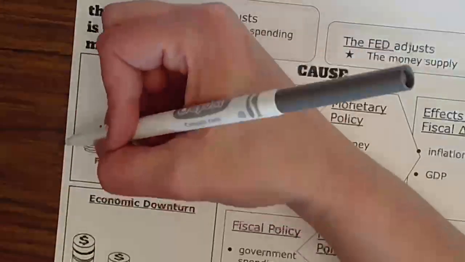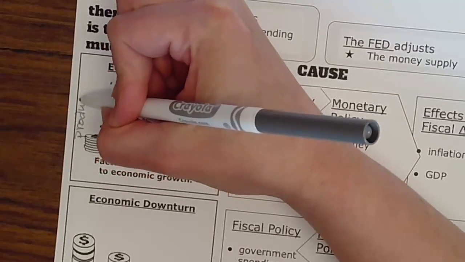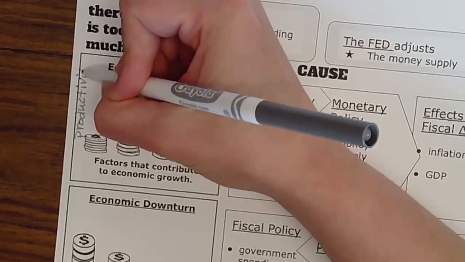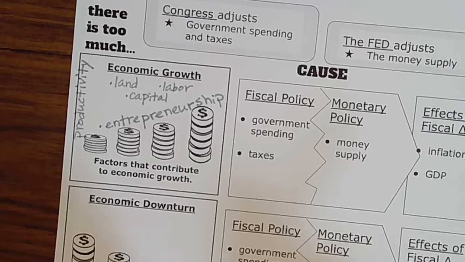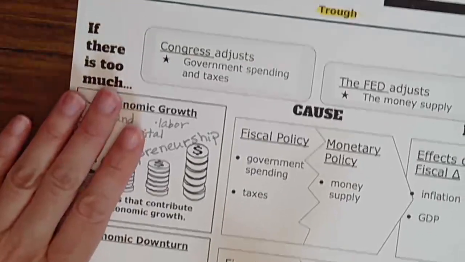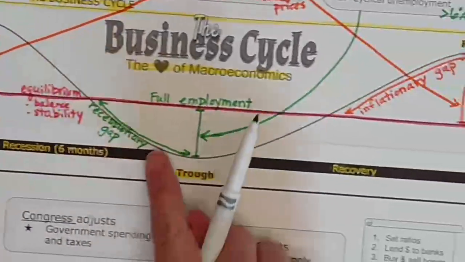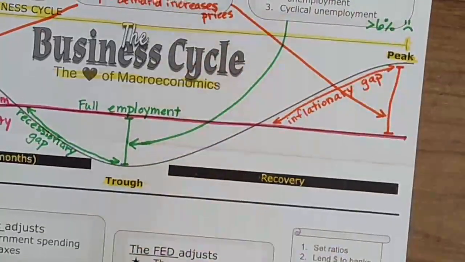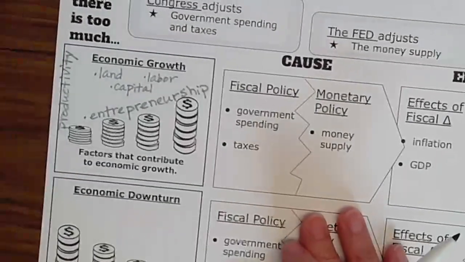All of those things I'm going to label as productivity. Productivity is going to give us economic growth. Okay? And when we see economic growth in our piece here, that's going to be when we're moving up towards a peak. We're going to have some economic growth.